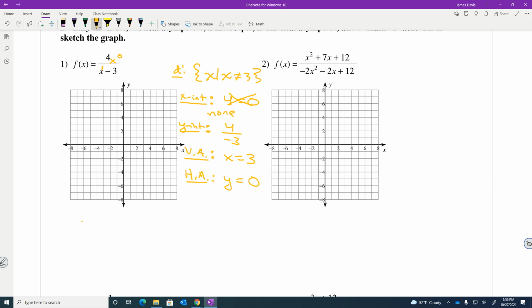And there's no holes. We didn't have anything to cancel, so I'm just going to write no holes. How would you find holes if there was one? We'll see on the next one.